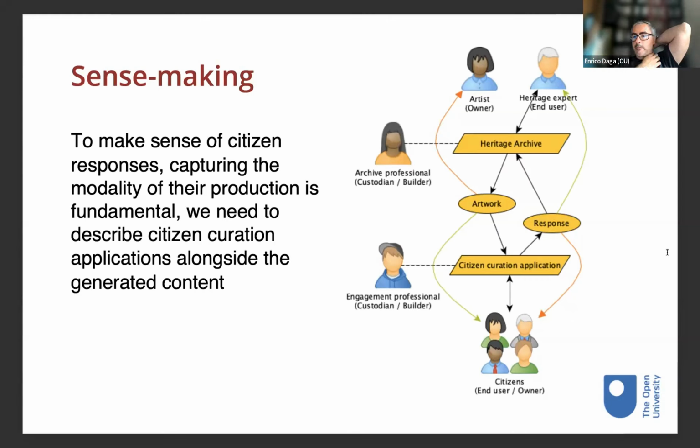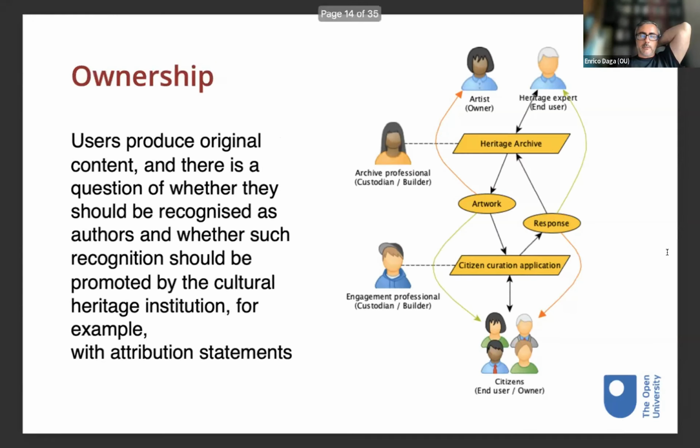From the artist to the cultural heritage institution, to the engagement professional or the company that builds the hub, to the end user, and backwards from the end user to the social media application or whatever engagement application they are using, then to the curation of the archival professional, and then finally to the heritage expert who wants to make sense of and use this wealth of knowledge from citizen curation.